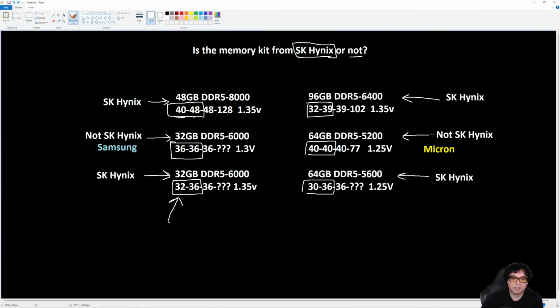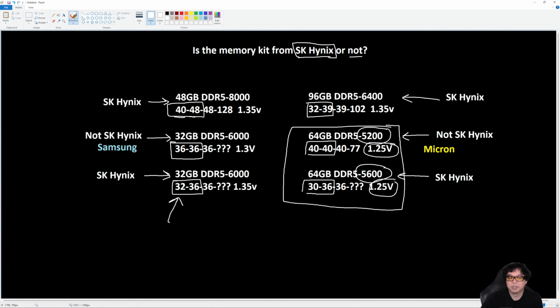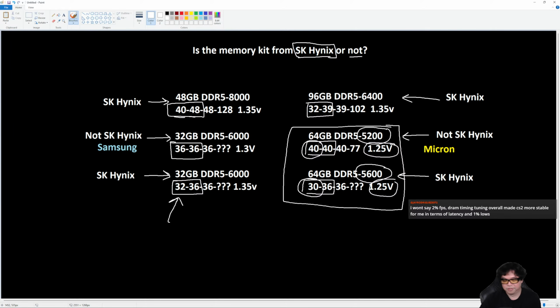And you look at how Hynix compares with Micron. Typically, Hynix can outperform Micron any day of the week. Look at these. These are both 64 gigabyte. The difference is one is 5600, the other one is 5200. Both of them run at 1.25 volts. But one of them has a much, much lower CAS latency, which means it's a lot more responsive, versus the other one that's running at basically JEDEC, parading around as an XMP profile.